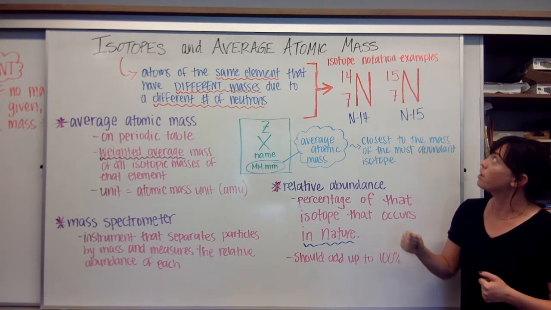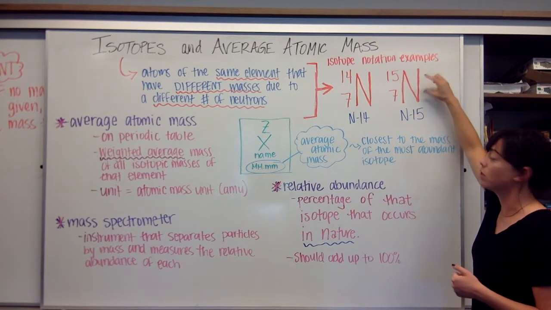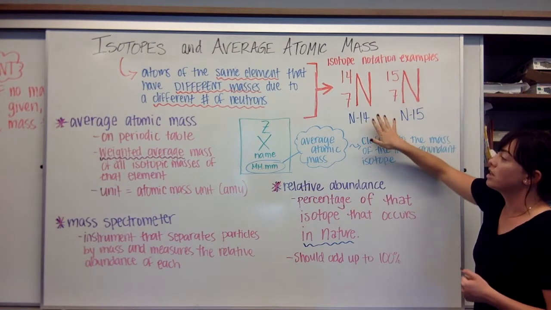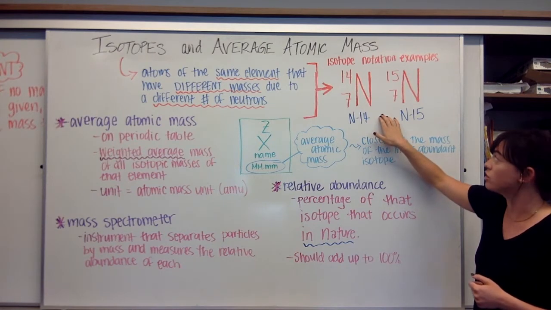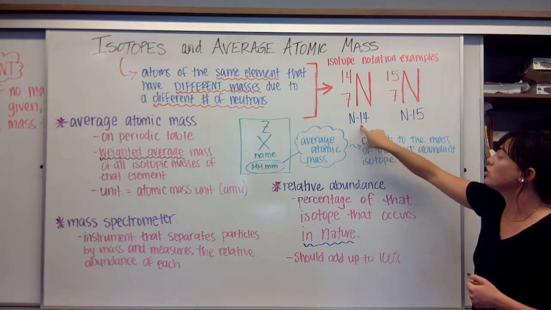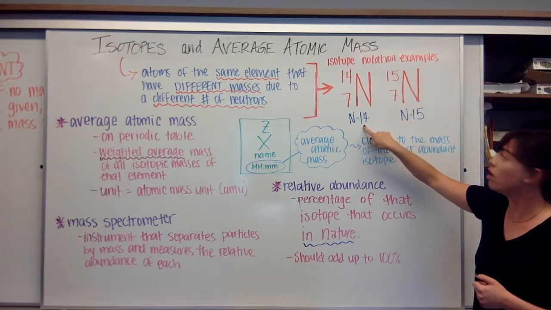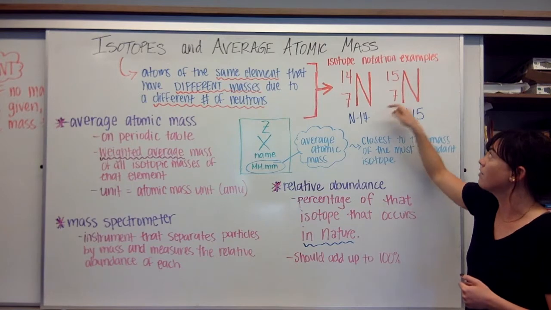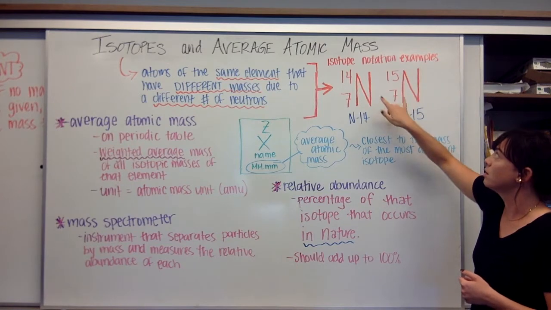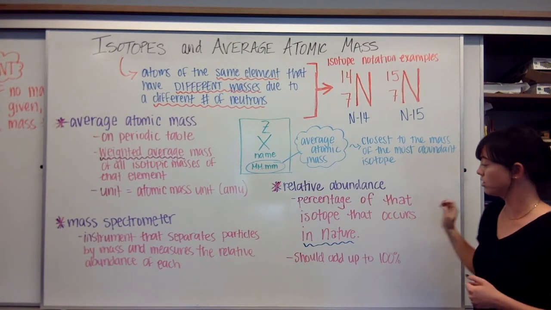And just remember that our isotope notation looks something like this. And the next example we're going to do is calculate the average atomic mass for nitrogen, which has two different common isotopes, nitrogen-14 and nitrogen-15, both having 7 protons, but different numbers of neutrons.